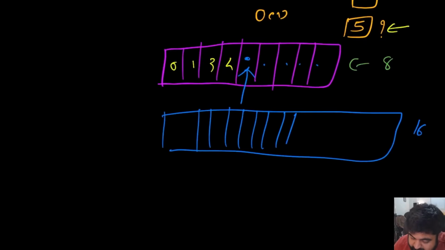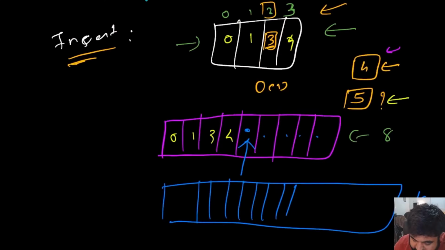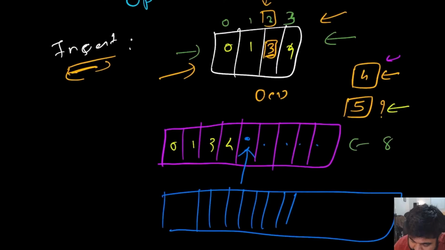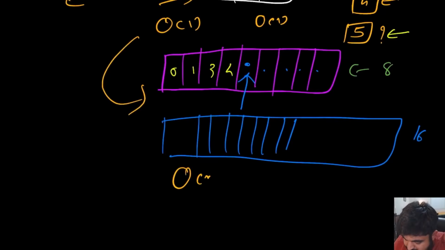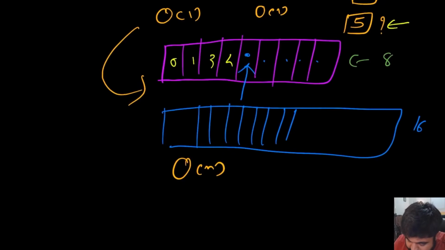So if we do the insertion within the given size of the array, it is very quick. It can be done in big O of 1 time. But if we have to expand the memory, then this operation becomes very expensive, and it happens in big O of n time, because first we have to create a new array, shift all the elements that we had already stored into the new array, and then add the new element that we are trying to add.